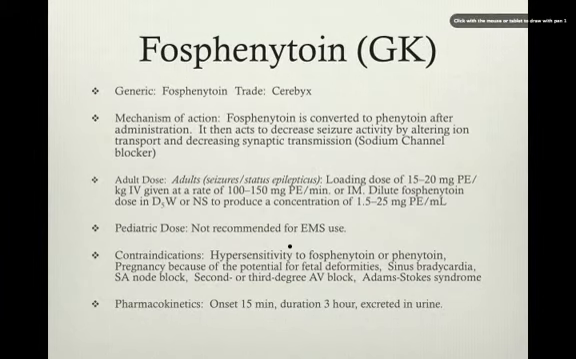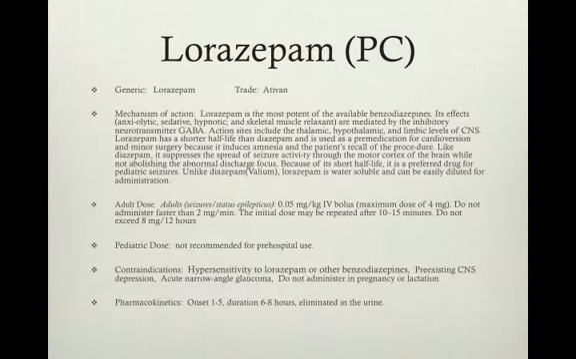Fosphenytoin, this is a general knowledge drug. Phenytoin is a sodium channel blocker, and we have it a little bit later. But again, the sodium channel that we're talking about is in synapses. So by reducing or blocking the sodium channel, they don't have the ability to generate the action potential to begin with. Fosphenytoin is converted into phenytoin after administration. It then acts to decrease seizure activity by altering ion transport and decreasing synaptic transmission. And this is a sodium channel blocker in doing so. General knowledge, all I need you to know is the mechanism of action on this.